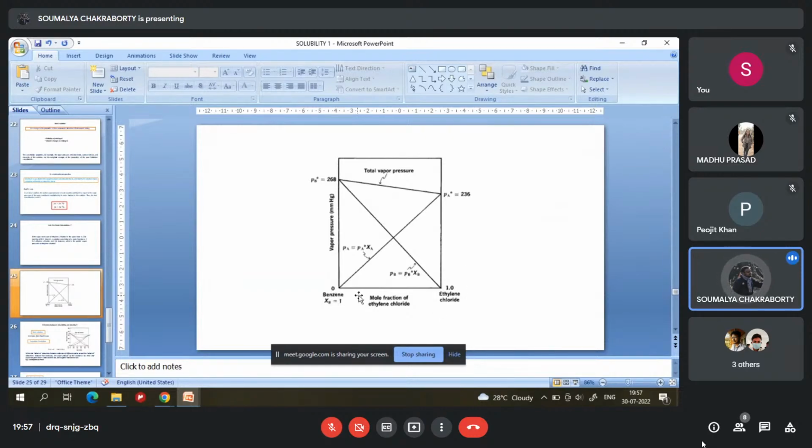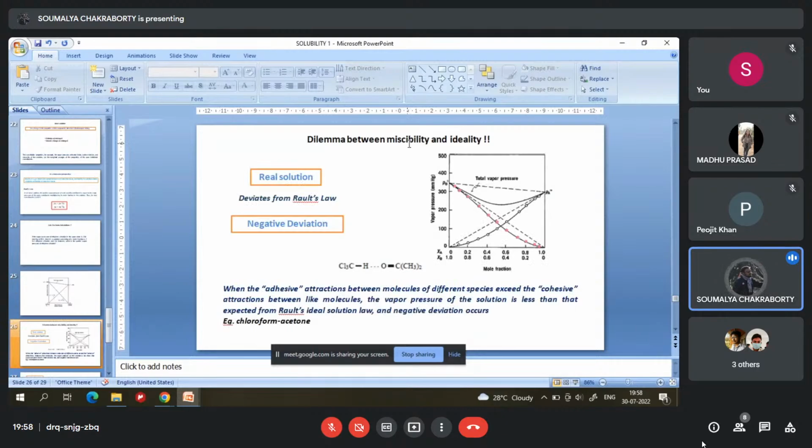So the more we are increasing the mole fraction of ethylene chloride, the partial vapor pressure of ethylene chloride is getting increased. And the reverse is true. If we see from this side, the more we are increasing the concentration of benzene, the partial vapor pressure of benzene in that binary mixture is also getting increased, and this is the total vapor pressure. This is ideal condition. So what happens in reality? Let's see in the next slide.